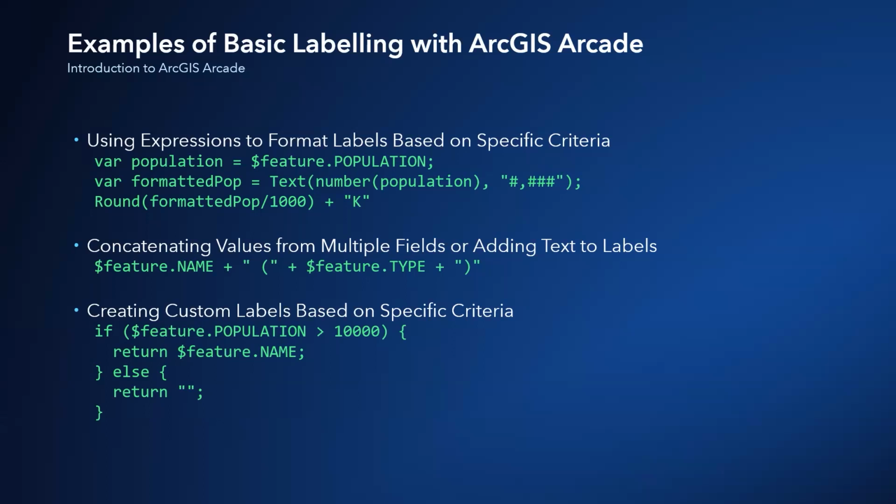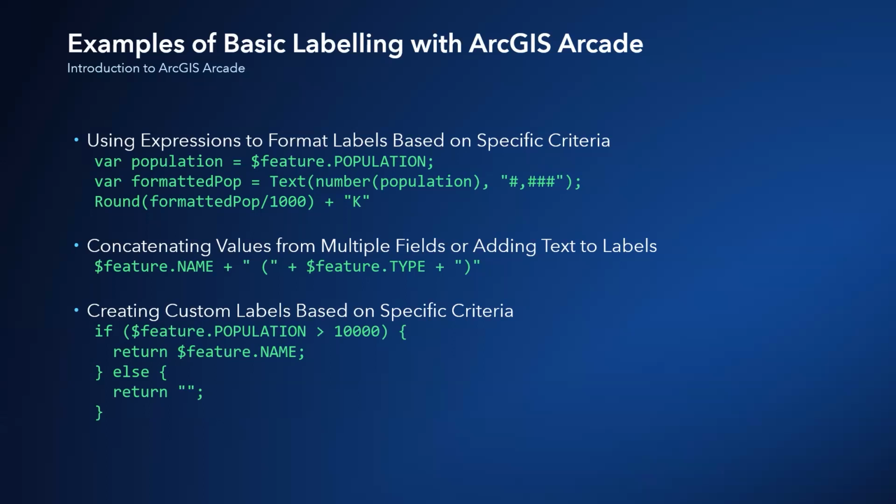We can concatenate values from multiple fields or add text to labels. In this expression, the plus operator concatenates the values from the two fields. And this is going to allow you to add text before and after the concatenated values respectively.